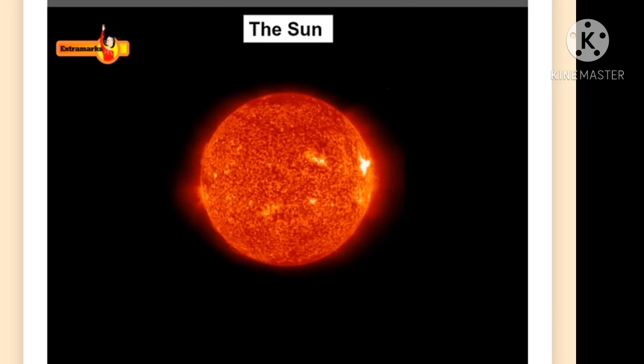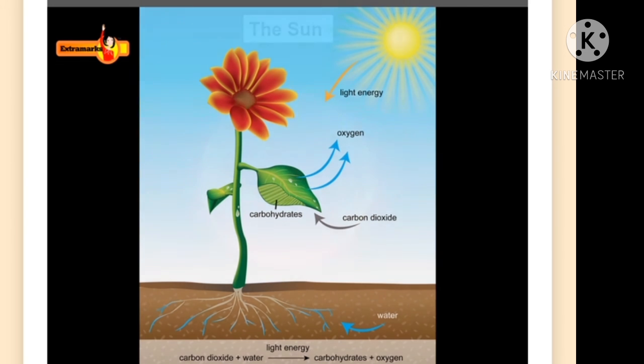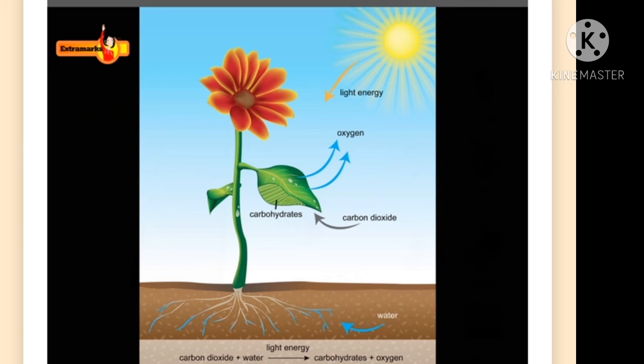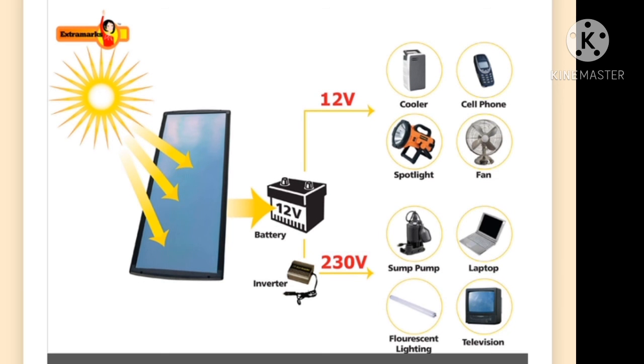The sun is the main source of energy on the earth. Green plants need solar energy to prepare their food through a process called photosynthesis. This energy is directly or indirectly passed on to the animals and human beings. Nowadays, solar power is utilized in solar cells, solar cooker, solar heater, etc.